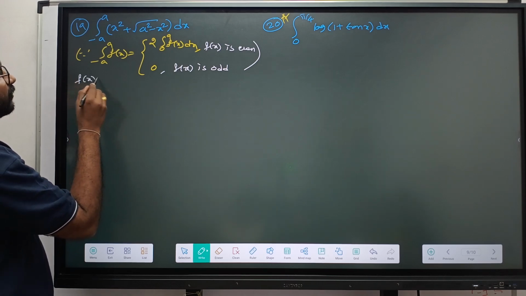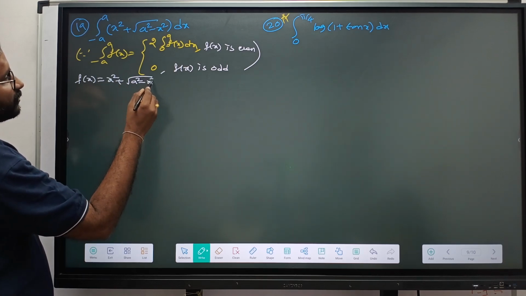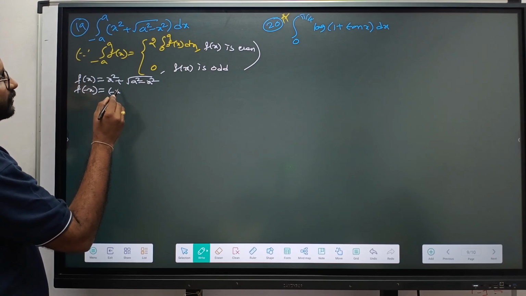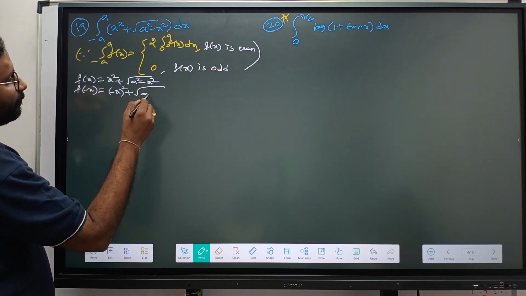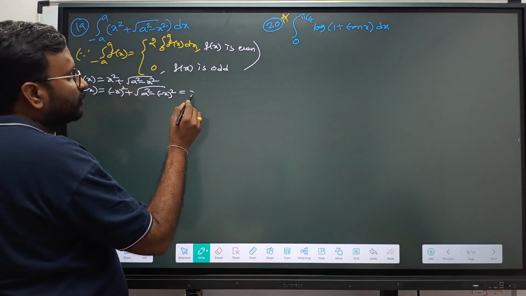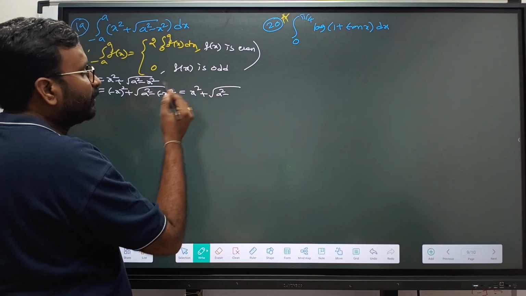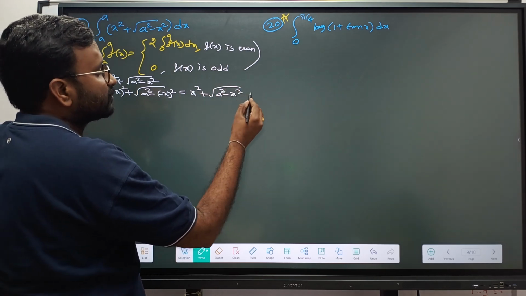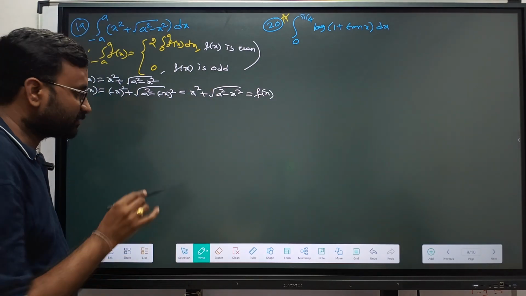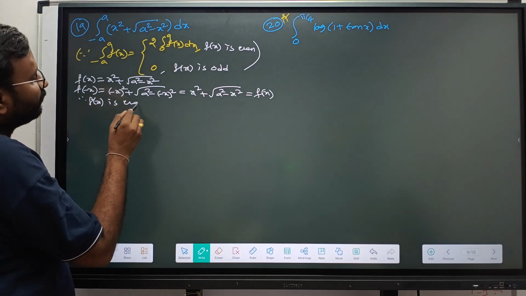Let f of x be equal to x square plus root over a square minus x square. Now replace x with minus x. What will it become? Minus x whole square plus root over a square minus of minus x whole square, which is equal to x square plus root over a square minus x square again. Same f of x. f of minus x is f of x. Therefore, f of x is even.